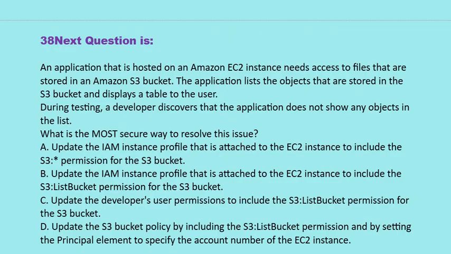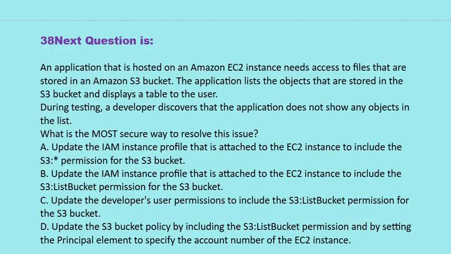Question is an application that is hosted on an Amazon EC2 instance needs access to files that are stored in an Amazon S3 bucket. The application lists the objects that are stored in the S3 bucket and displays a table to the user. During testing, a developer discovers that the application does not show any objects in the list. What is the most secure way to resolve this issue?